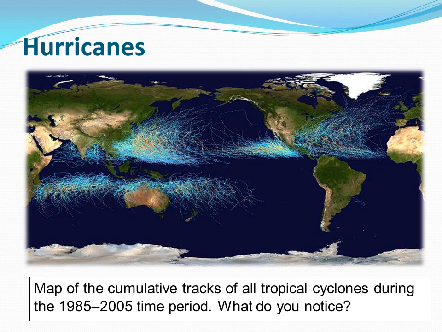Here is a map of the cumulative tracks of all the tropical cyclones during the 1985 to 2005 time period. So what do you notice? Is it random? Are they absolutely everywhere? What I would like for you to notice is that they tend to go along the equator, right? Whether it is south of the equator or north of the equator, that's where they're starting out. And they travel across the ocean until they hit another bit of land and they work their way up towards the pole. Okay, that's the typical pattern.